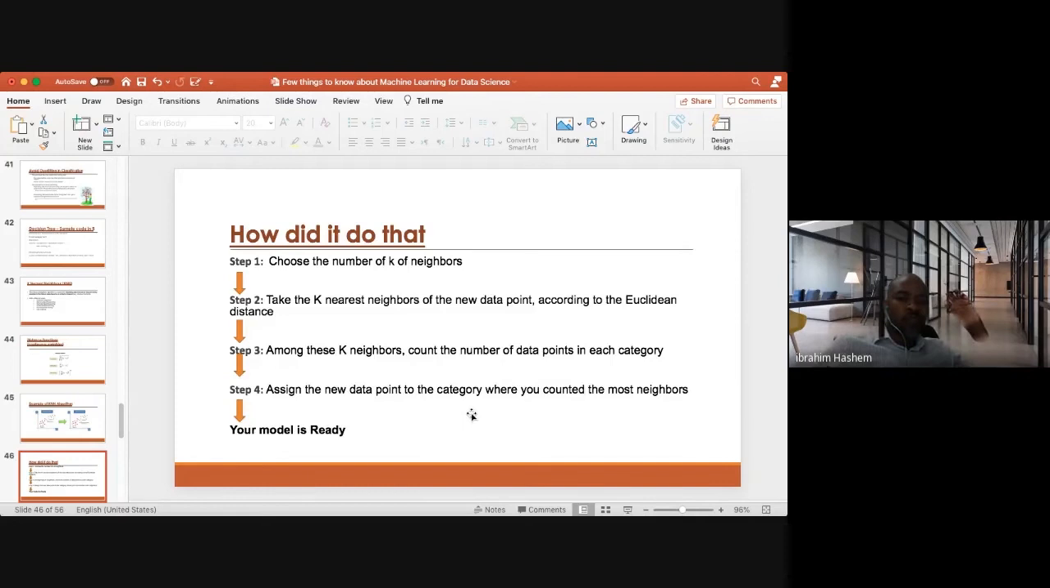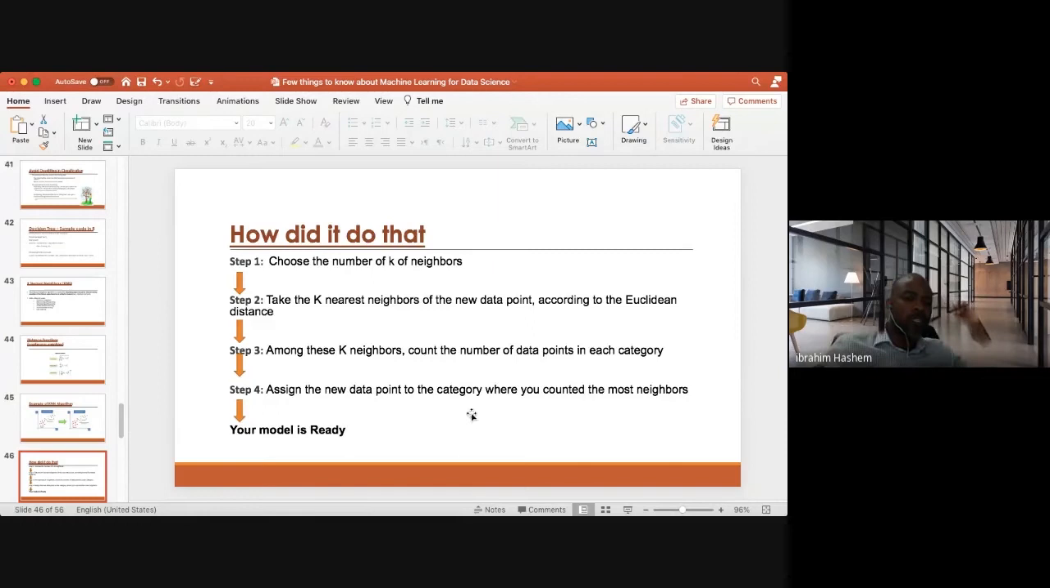Once we assign, we keep on calculating again until we have the final result. So we assign the new data point to the category where the count is the most, and that's it. So the model will be ready. This is the step we follow to perform this.